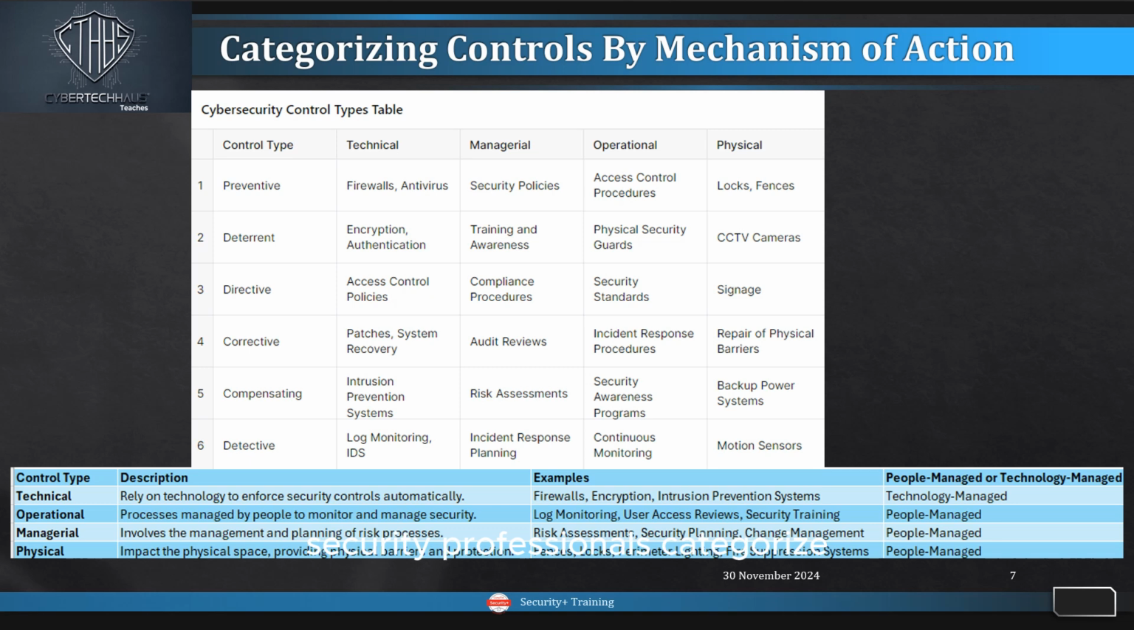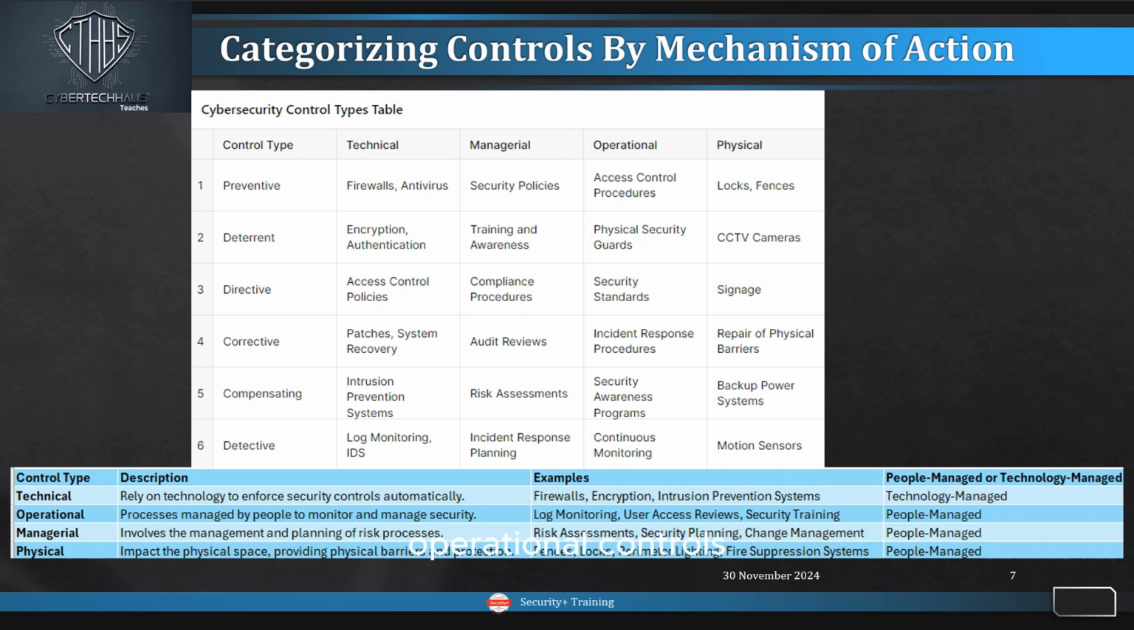Security professionals categorize controls by mechanism of action. For example, technical controls. These rely on technology to secure systems like firewalls or encryption. They are like a digital barrier that automatically works to protect data.